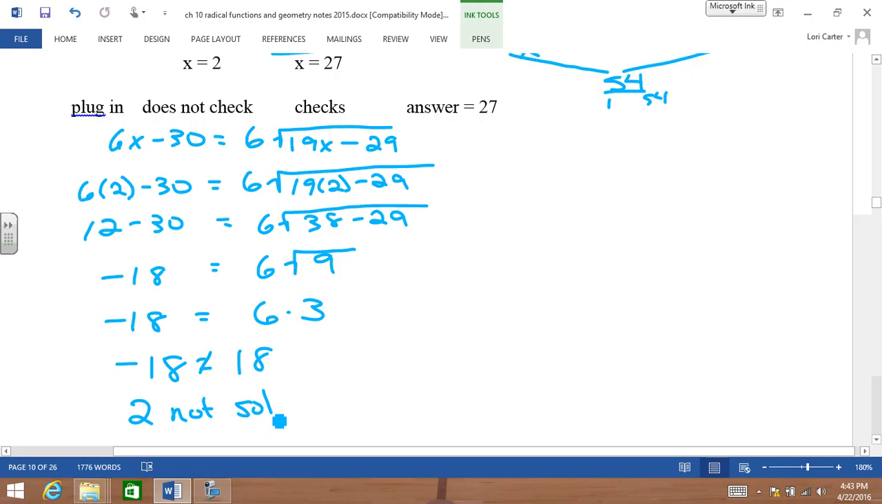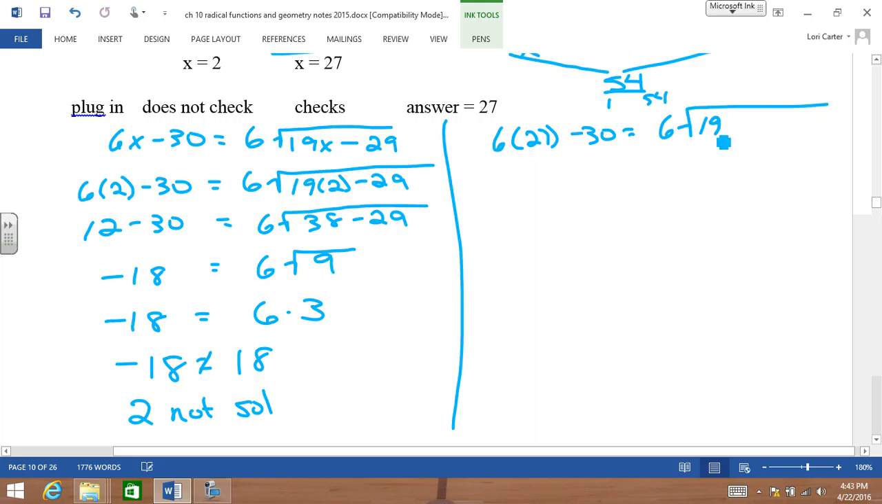So now we got to check the other one. So we plug 27 in. We do 6 times 27 minus 30 equals 6 times the square root of 19 times 27 minus 29. So 6 times 27 is 162 minus 30. Okay, I'm going to finish this one out. So that's 132 on that side of the equation.